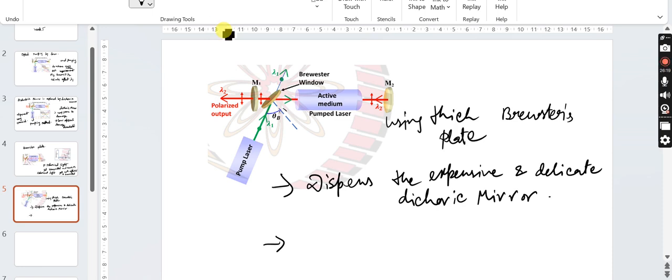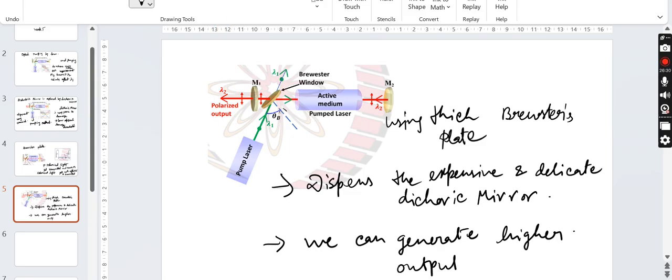Second, that we can generate output power. And a bonus tip is we can get polarized output gain. Then we can come to electrical pumping.